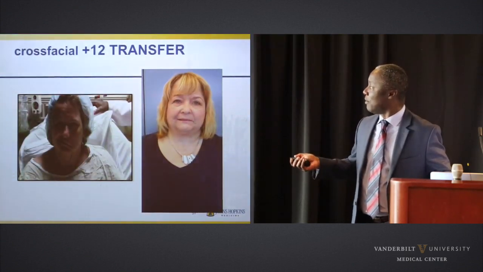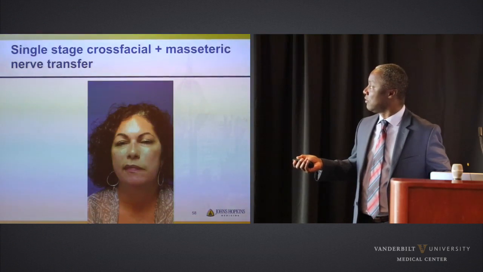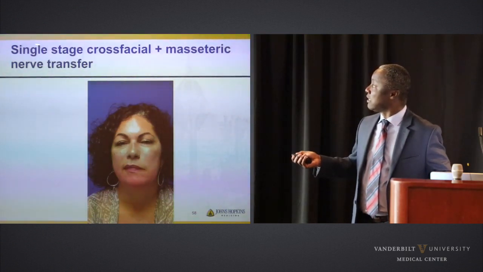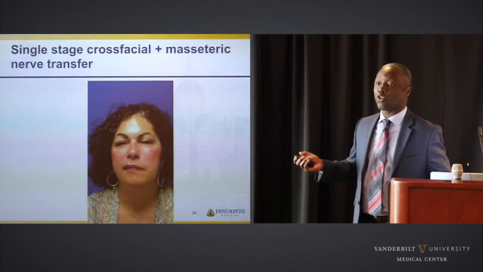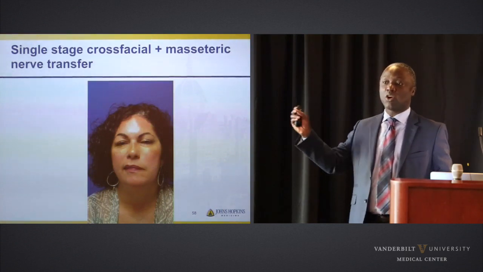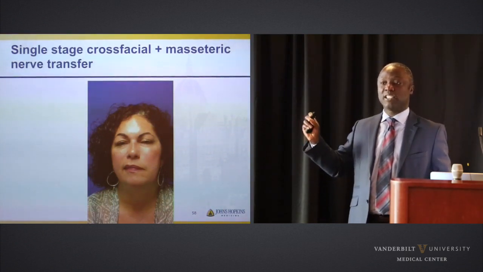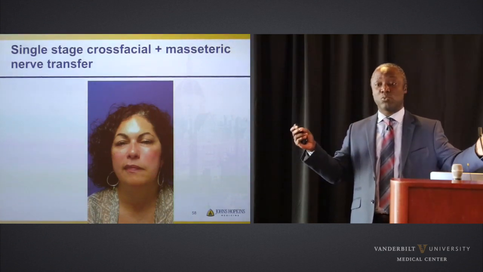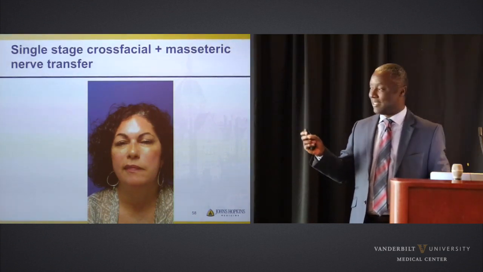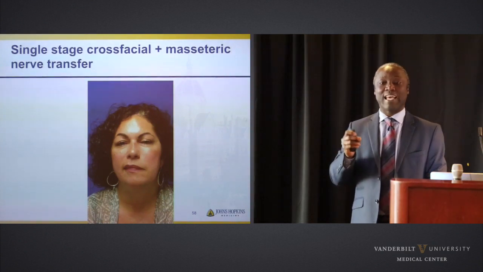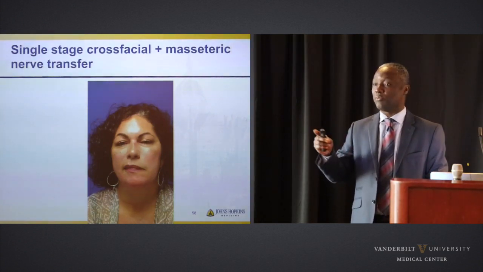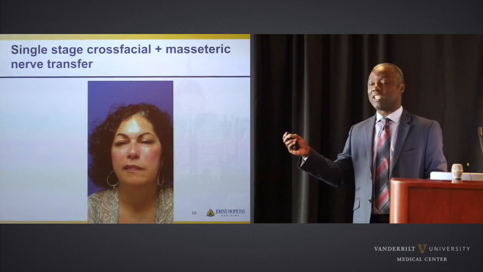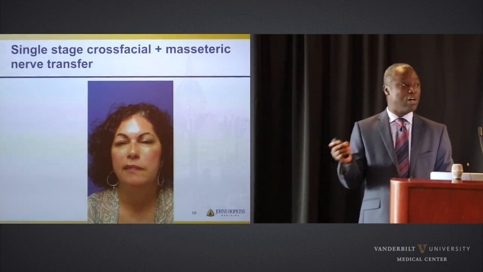This is another patient. I'm going to skip through some of these. A lot of times when we talk about cross-facial nerve grafts, you are connecting the nerve, the sural nerve, from the non-paralyzed side to the paralyzed side, and it's a long distance across which the nerve has to grow. But if you did a cross-facial nerve early and alone, your result would not be good because it takes a long time for the nerves to grow across the face.